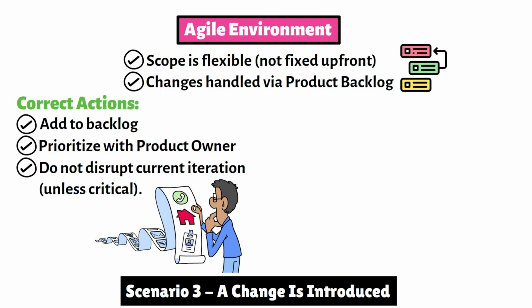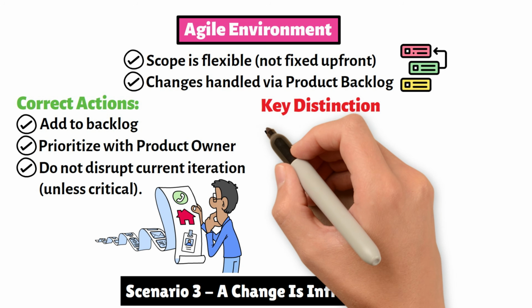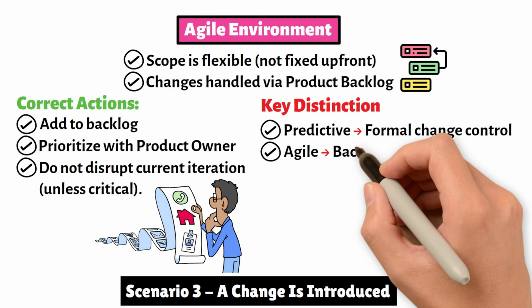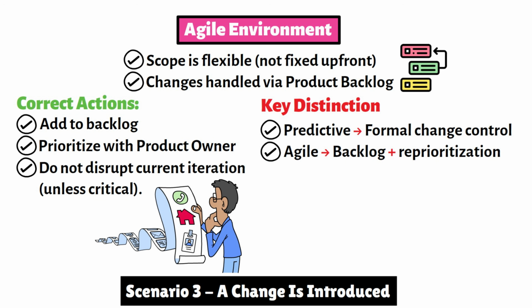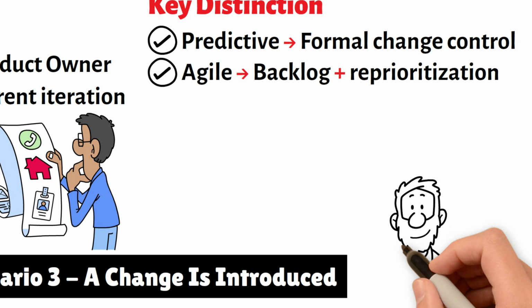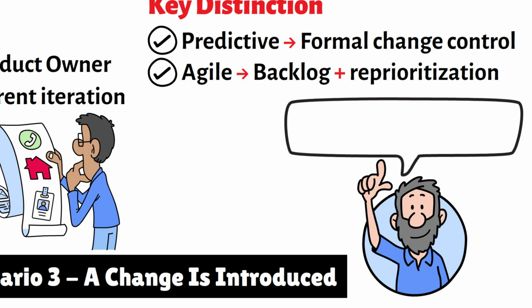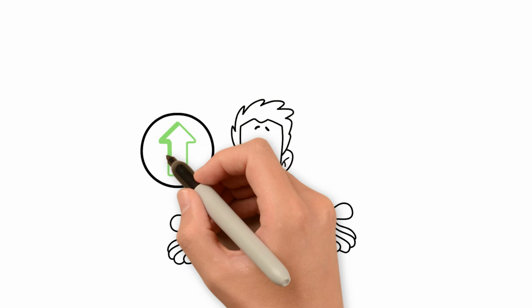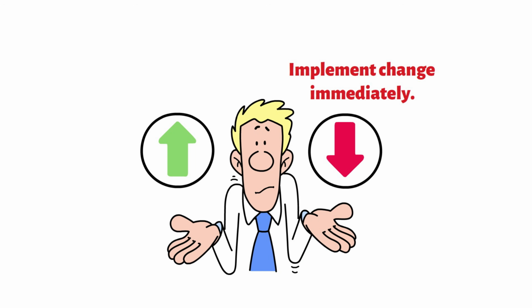So here's the clean distinction. In predictive, change goes through formal change control. In agile, change goes into the backlog and is reprioritized. So when you see a change-related question, ask yourself, what environment am I in? Because the wrong answer is often implement the change immediately, and the correct answer is to follow the appropriate process based on the environment.